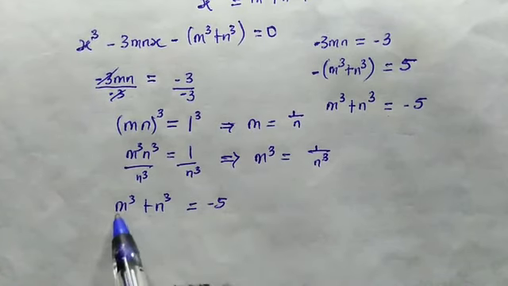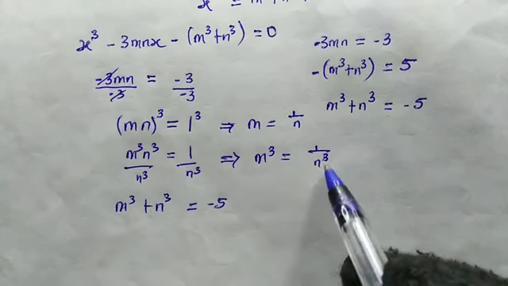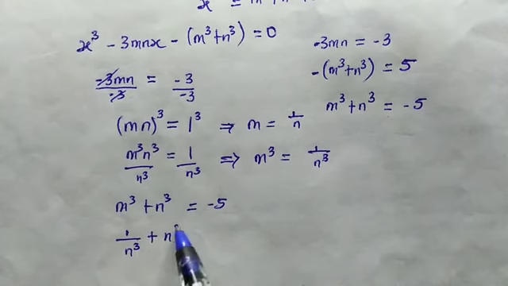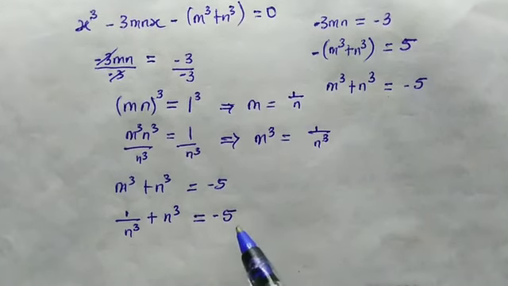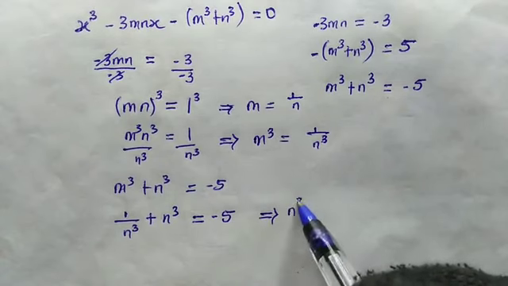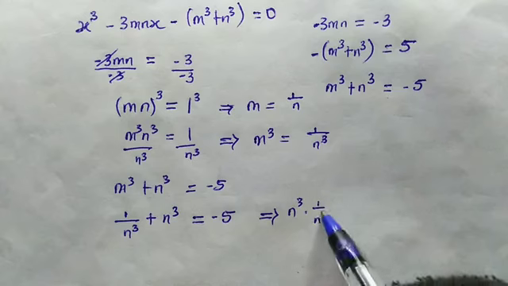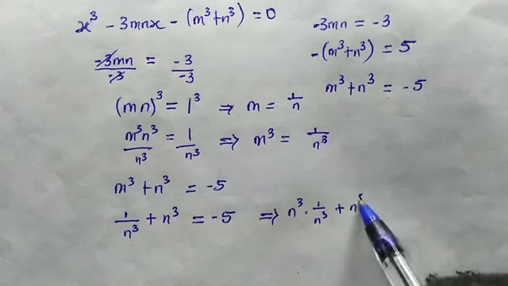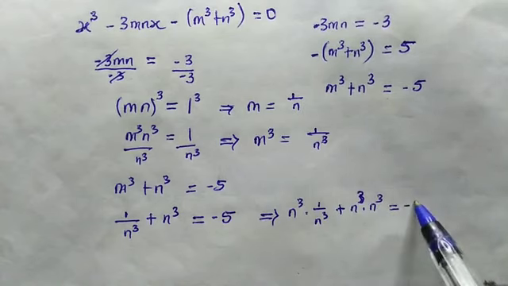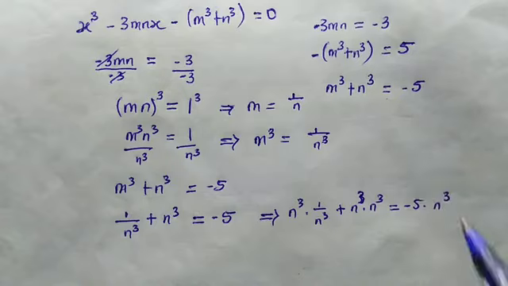So from here, instead of m cubed, we replace with 1 over n cubed. So we have here 1 over n cubed plus n cubed equals negative 5. So let's go ahead and multiply each term by n cubed. So n cubed times 1 over n cubed plus n cubed times n cubed equals negative 5 times n cubed.